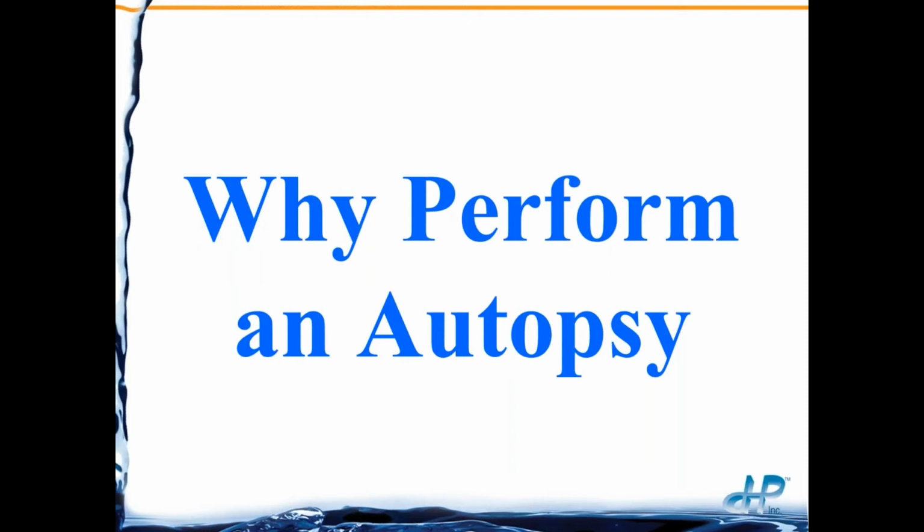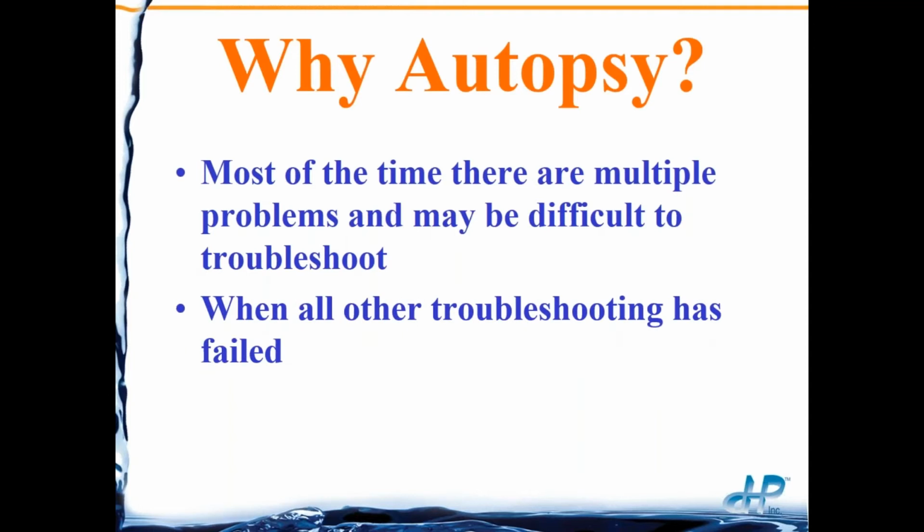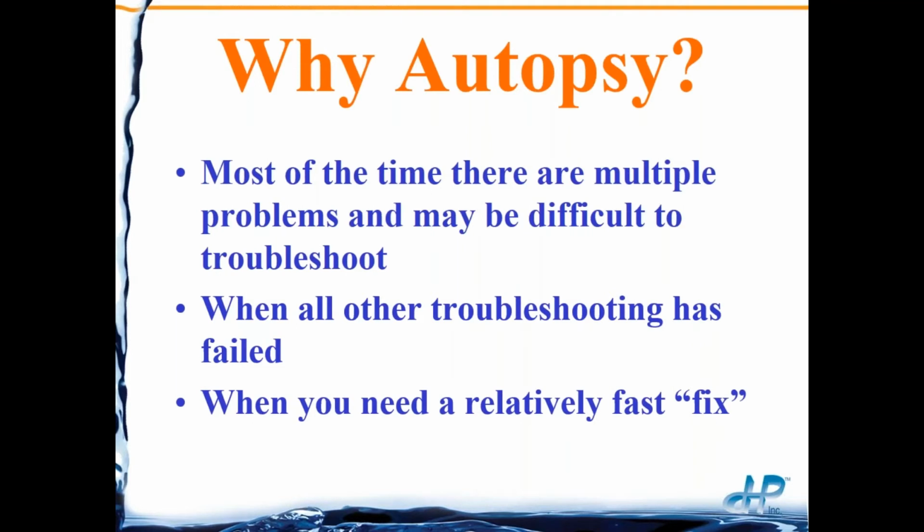Why do we want to perform an autopsy to begin with? A lot of times there can be multiple problems, and it can be difficult to troubleshoot the RO system. Once you start having issues with this, you try everything you can think of, and if all your other troubleshooting has failed, you may have to go to an element autopsy. Element autopsy is the last thing you're going to be really looking at. Or if you have to have a relatively fast fix, you might want to have an autopsy done.